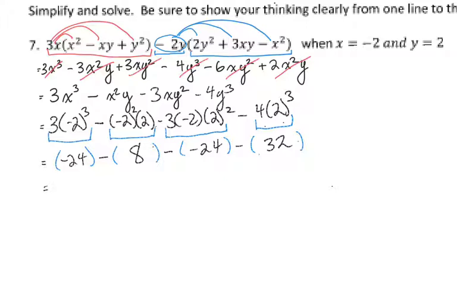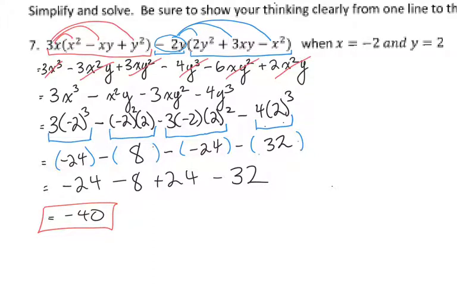Now let's use our distributive properties on all those minus signs and get rid of them. So we got minus 24, minus 8, plus 24, and minus 32. So the minus 24 and the plus 24 cancel. So all we're left with is negative 8 minus 32, which is negative 40. We're done.